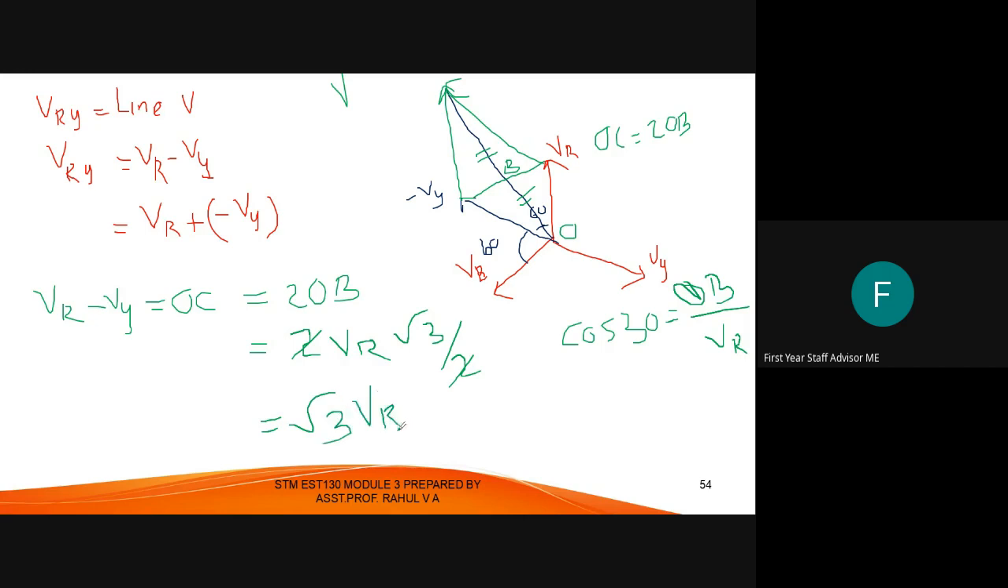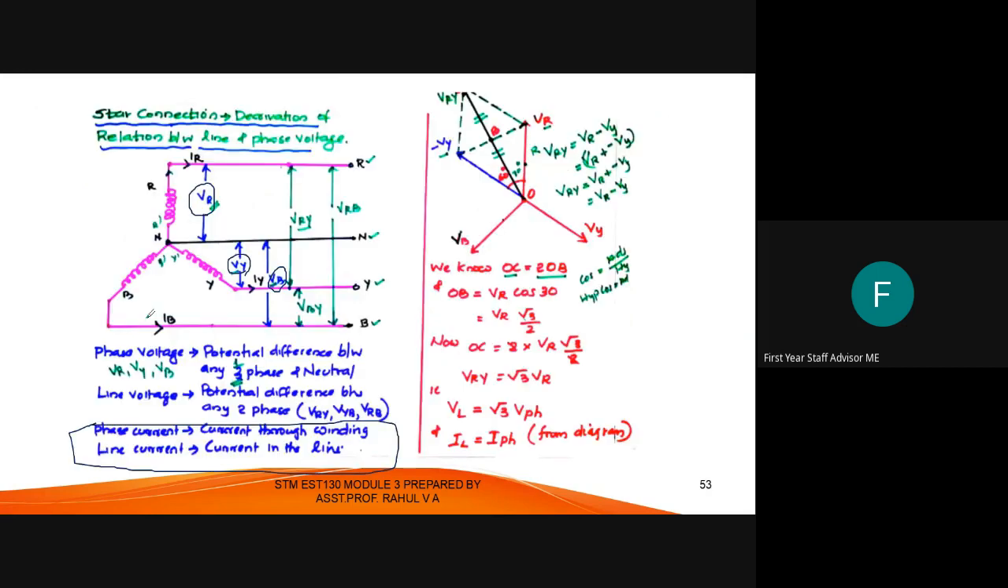So I can say that line voltage is equal to root 3 phase voltage. That is the derivation. Now about line current and phase current, it is very easy in a star connection. Phase current is the current in the winding, and line current is the current in the line.